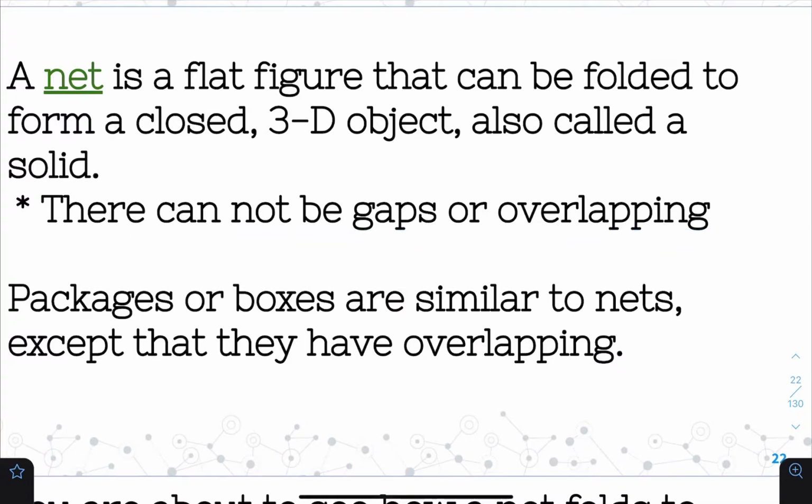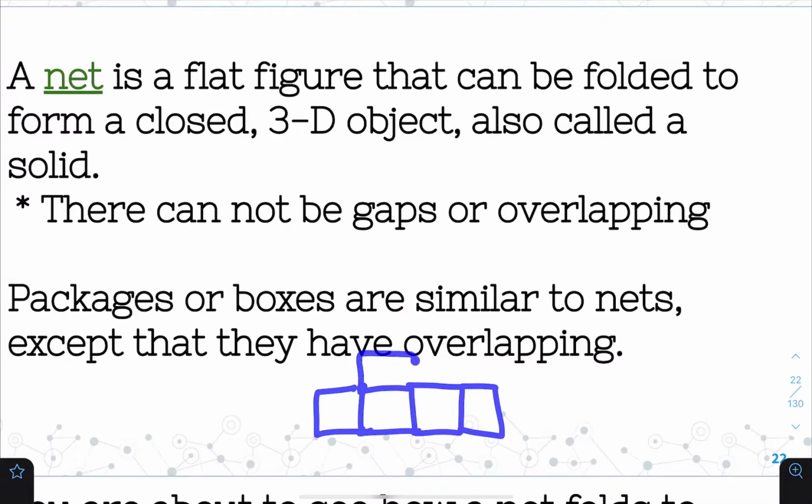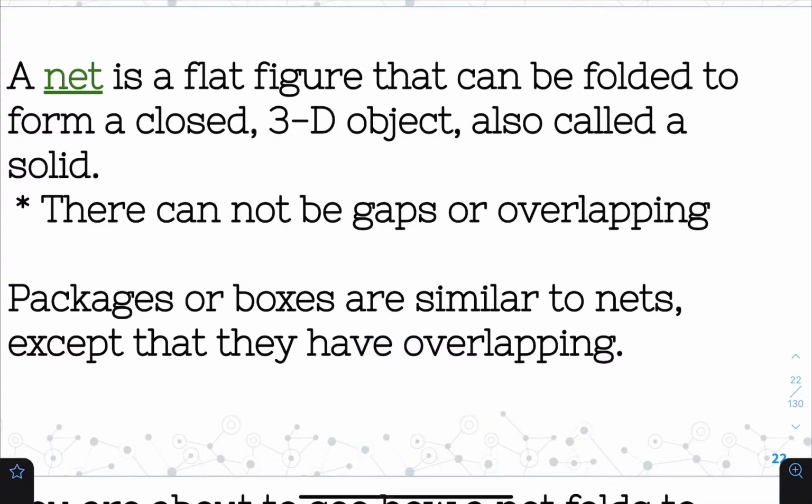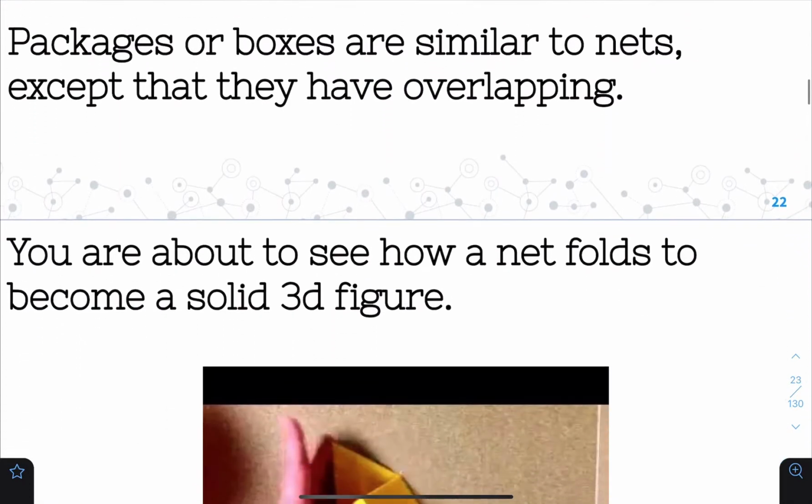Packages or boxes in the real world are similar to nets. However, those do have overlaps, and if you think about the reason why, it's because they need to have the glue to keep its shape. So nets do not have overlapping. Real scenario boxes and packaging do have some overlapping.